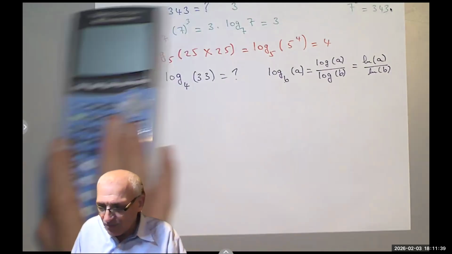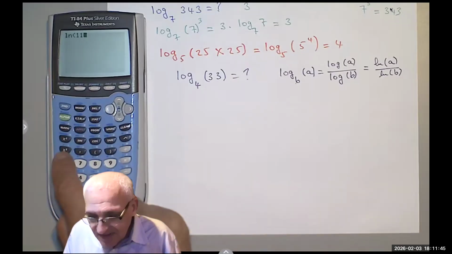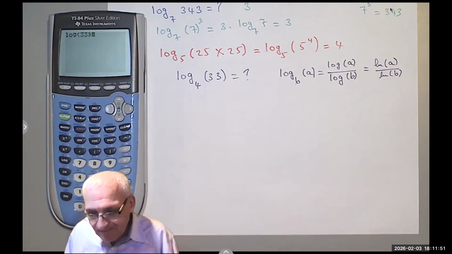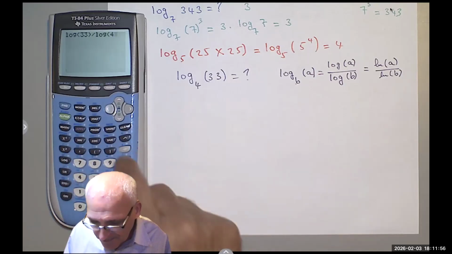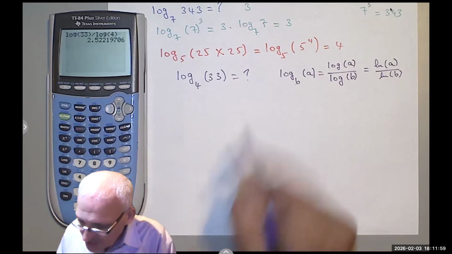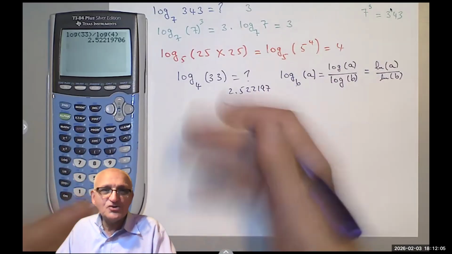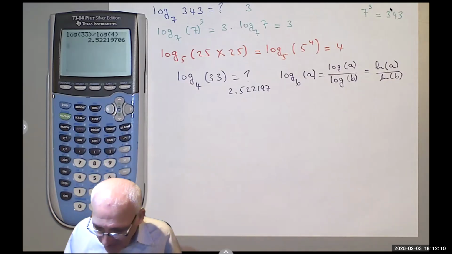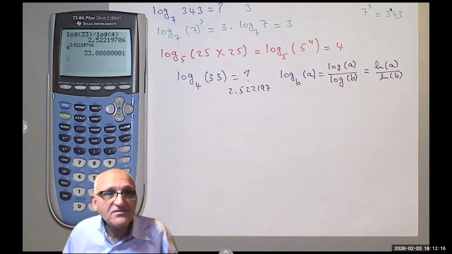Let's try it. I want to find log to the base 4 of 33, but I don't know how to do it. So I'm going to say, oops, what is ln? Did I click on this? Log of 33 divided by log of 4 equals 2.522197. Of course, 2 or 3 decimal places are enough. I'm just writing what's here. So if I take 4 and raise it to this power, I get 33. Of course, this is the approximation.